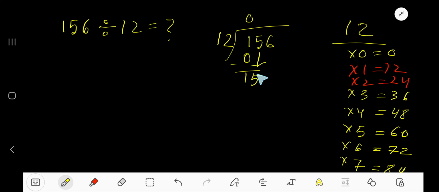12 goes into 15 how many times? 2 times is 24, which is greater, so 1 time. 1 time 12 is 12. Subtract, 3, bring down the next digit 6.